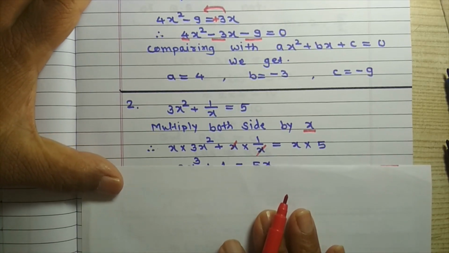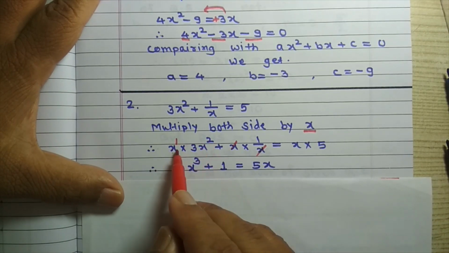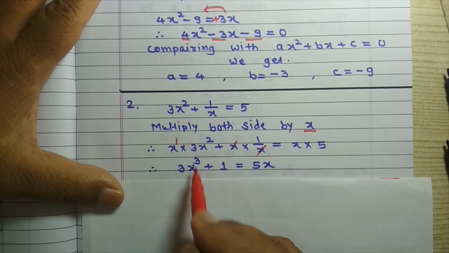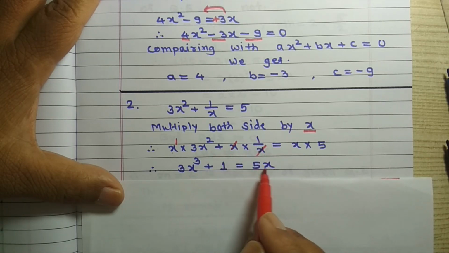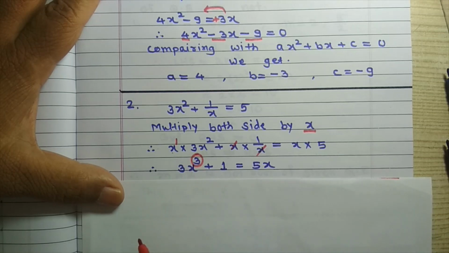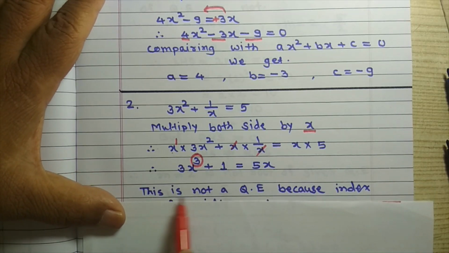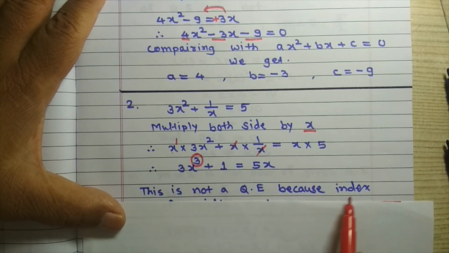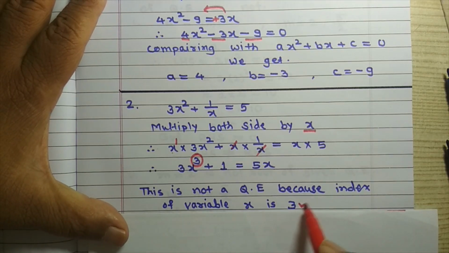Then it becomes 3x cube, here 1 and here 2, addition of the index, means 3x cube plus 1 remains is equal to 5x. Now in this case the maximum index is 3, therefore this is not a quadratic equation. This is not a quadratic equation because the maximum index of the variable x is 3.